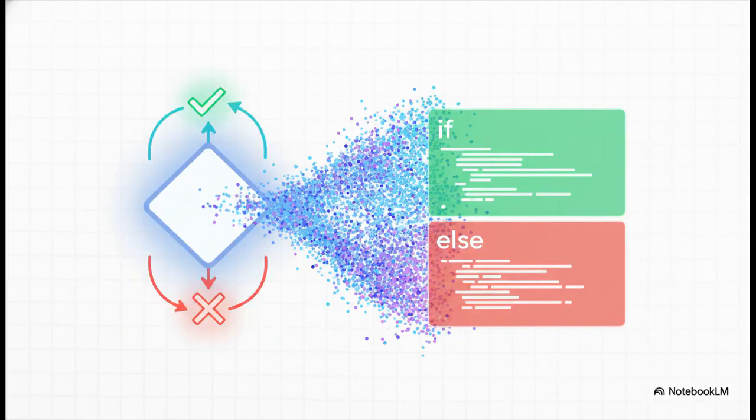And here's what that fork in the road actually looks like in C code. It's pretty straightforward. We use the keyword if, and then we put our question or condition inside the parentheses. If that condition is true, the code inside the first set of curly braces gets executed. Else, if it's false, the code in the second set runs instead. It's simple, but it's incredibly powerful logic.